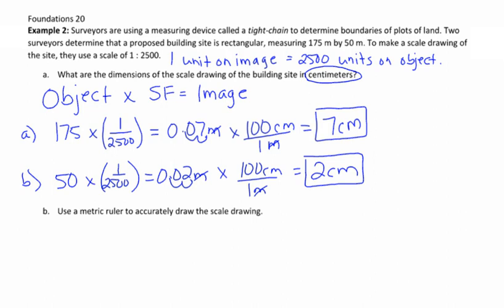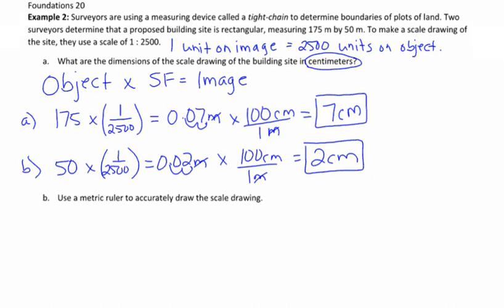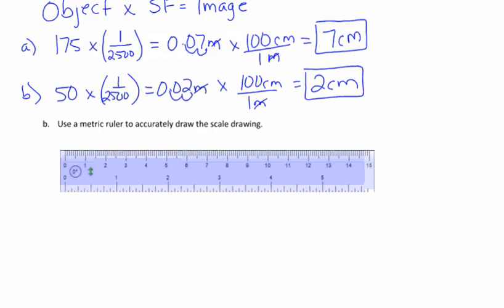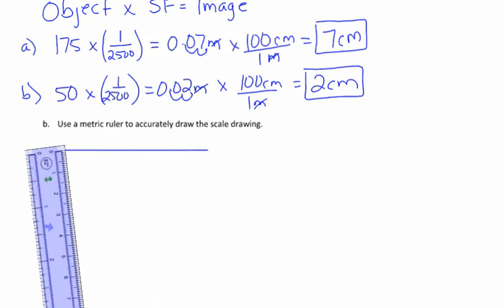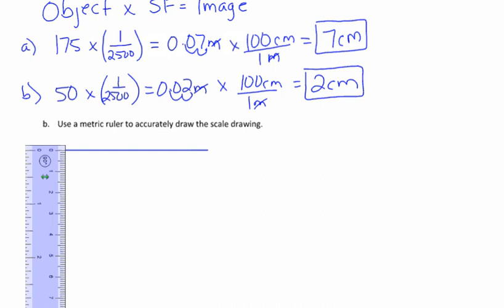B says use a metric ruler to accurately draw the scale drawings. So here's my ruler. I need 7 centimeters by 2 centimeters. So 7 centimeters, about there, and by 2 centimeters.